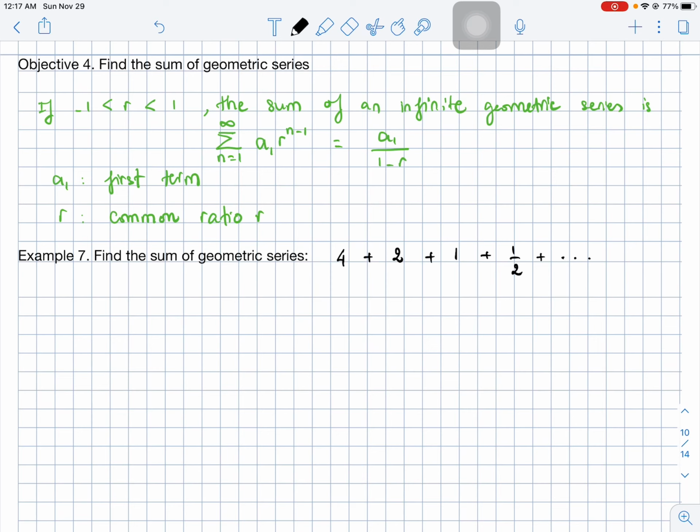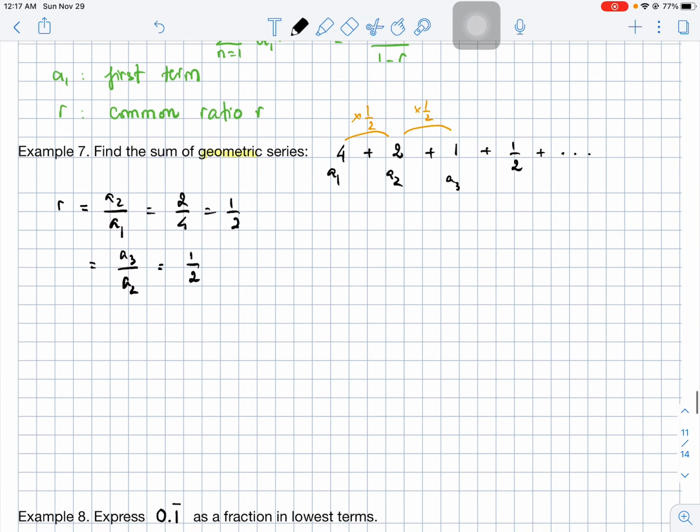Example number 7. We first identify this is geometric. The problem already tells us that, but we need to double check. We see that from one term to the other, we multiply by 1/2. To double check the common ratio, you pick a1 and a2, then you do a2 divided by a1, and you get 2/4. So we get 1/2. Or you pick a3 and a2, then you do a3 divided by a2, and we also get 1/2.